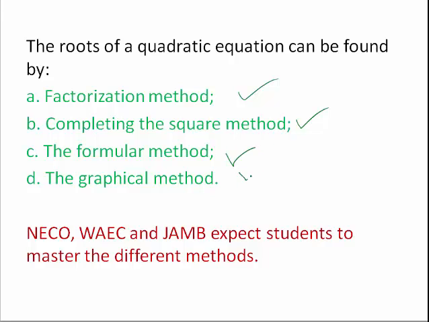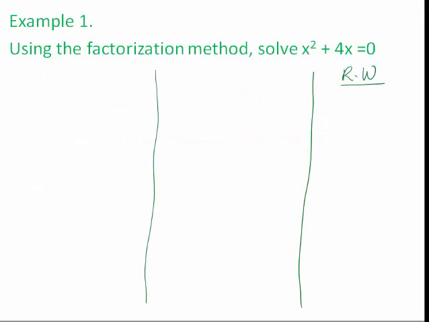Then 4, the graphical method. In the process of solving this, you will notice that there is a correlation between the completing the square method and the formula method, in the sense that we derive the formula for the formula method using the completing the square method. These are pretty interesting topics, and they are very important exam topics. So the examining bodies, NECO, WAEC, and JAMB expect students to master the different methods.